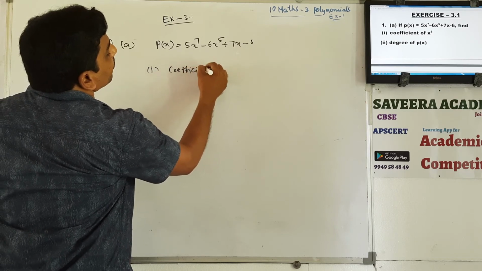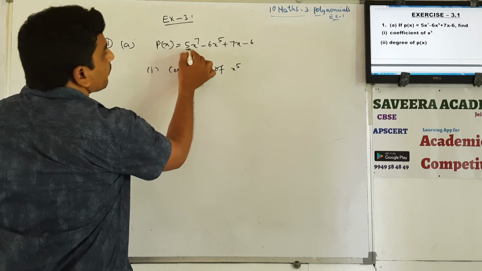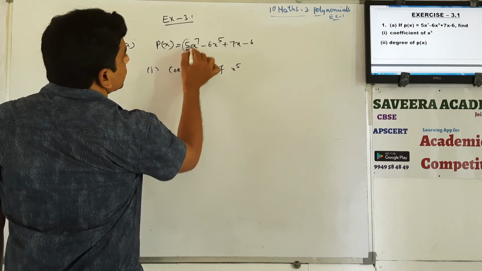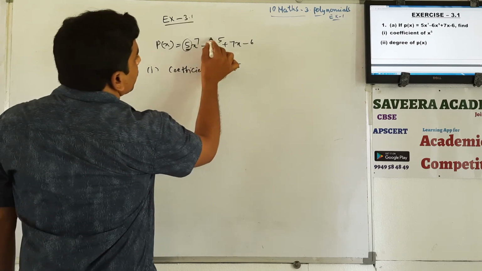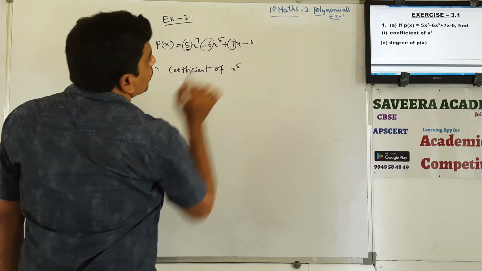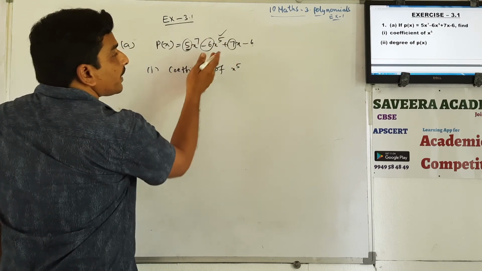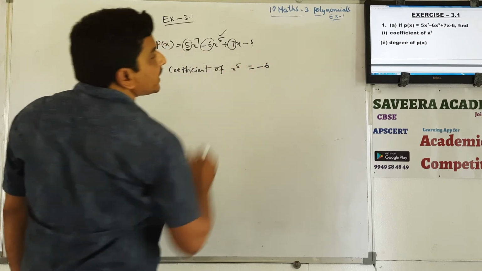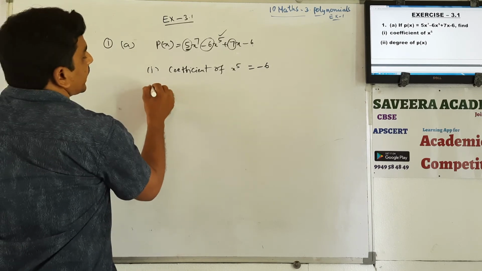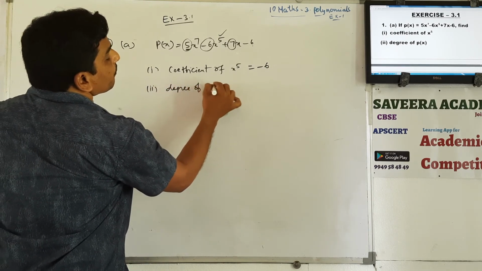Coefficient of x power of 5. Coefficient means the front numbers, no? They are called coefficients. Here 5 is the coefficient. Here minus 6 is the coefficient. Here 7 is the coefficient. This is the constant. He asked us the coefficient of x power of 5. This is x power of 5. What is its coefficient? Minus 6. So minus 6 is the coefficient of x power of 5. Next, second question, degree of p of x.